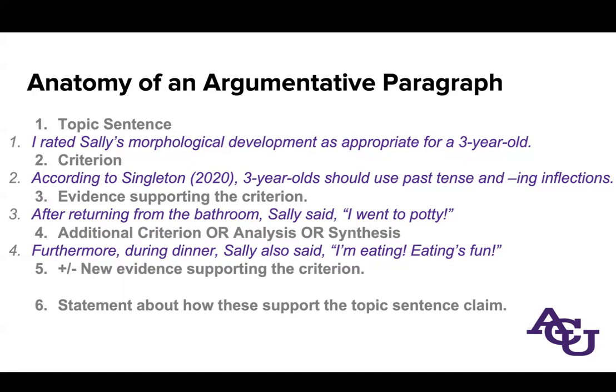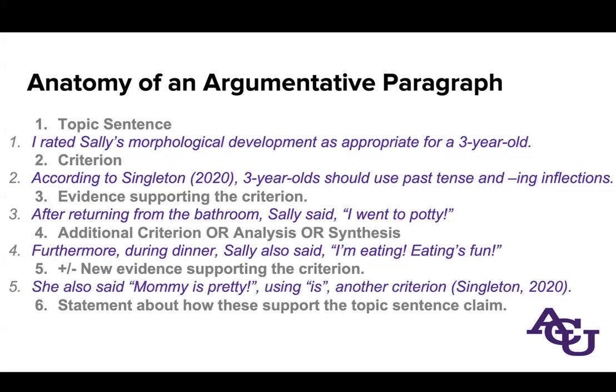And now here's "furthermore," in addition to that thing mentioned earlier: during dinner, Sally also said, "I'm eating. Eating's fun." Okay, so we now have additional stuff backing that up, and we can reinforce that she is hitting those age-appropriate things with a sentence like, she also said "Mommy is pretty," using "is," which is another criterion. And then we cite Singleton 2020 again, because that's where the fact that that's another criterion is coming from.